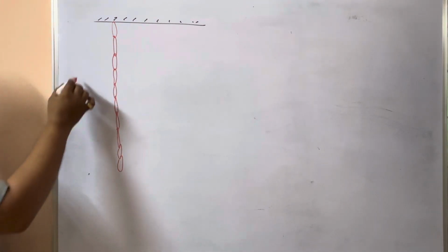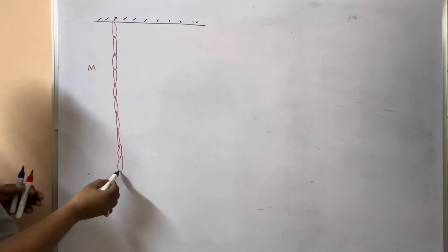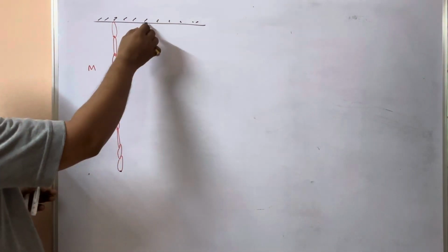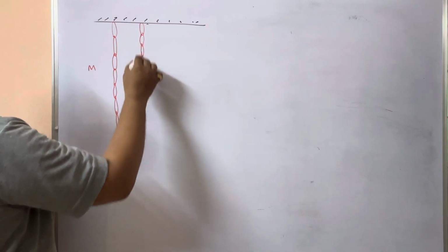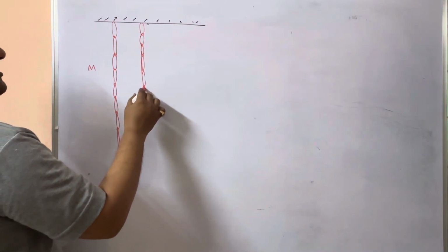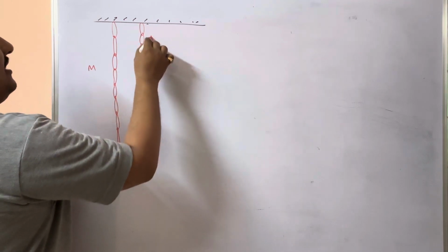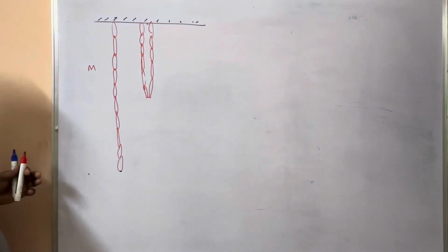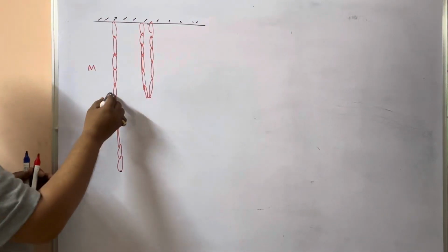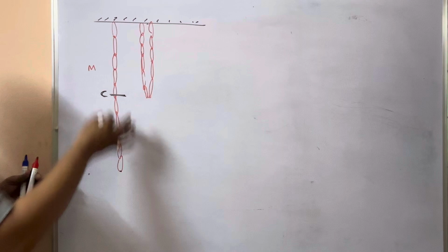So the total mass of the chain is capital M. Here, the chain is supported by taking one end and fixing it here. Then they are going to ask how much work is done. The center of mass is at the center. This is the center of mass of the total chain.